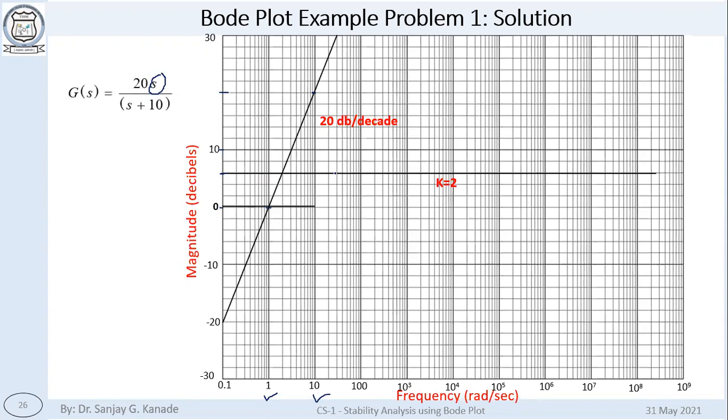Okay, and then the third factor, which one was it? This factor. So the corner frequency is equal to 10, right? And until that point, we have 0 dB magnitude. So this is that line, this horizontal 0 dB line. And after that, we are going to have a slope of minus 20 dB per decade, like this. So 0 dB up to omega equal to 10, and after that minus 20 dB per decade.